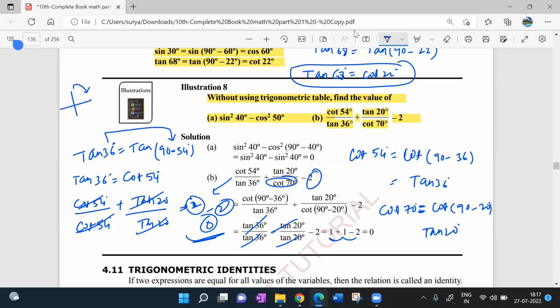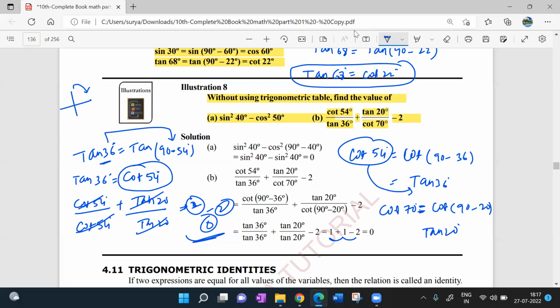Sir, why do we have to only change cot? Why not change tan? You can change anything. That is what I told here. Look at it: we have tan 36, and I changed tan 36 into cot 54. Here, I changed cot 54 into tan 36. I have shown you both ways.